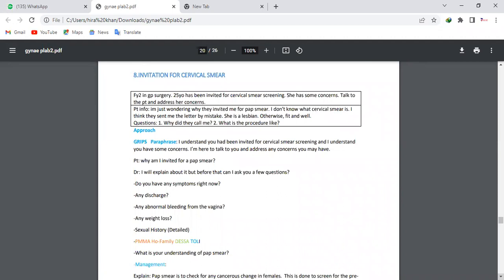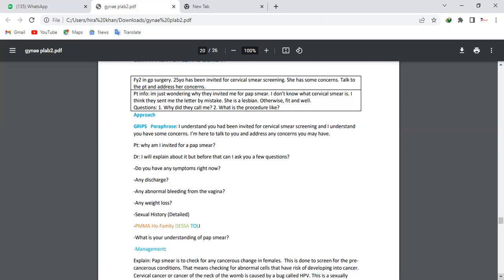The FY2 in the GP surgery, a 25-year-old has been invited for the cervical smear screening. She has some concerns. Talk to the patient and address her concern. Patient info: I'm just wondering why I have been invited for a pap smear. I don't know what a pap smear is. I think they sent me the letter by mistake. And she's a lesbian. She's otherwise fit and well. Question: why did they call me, and what is the procedure like?